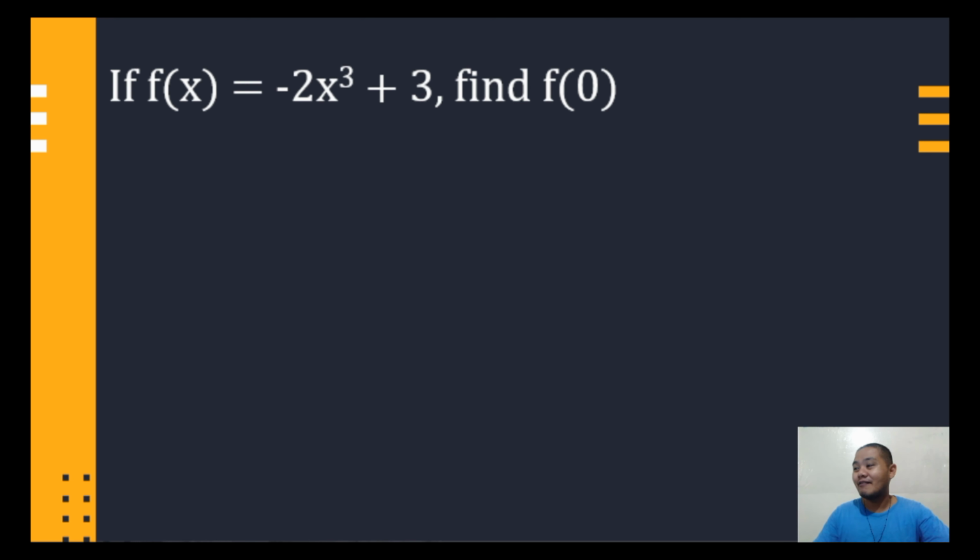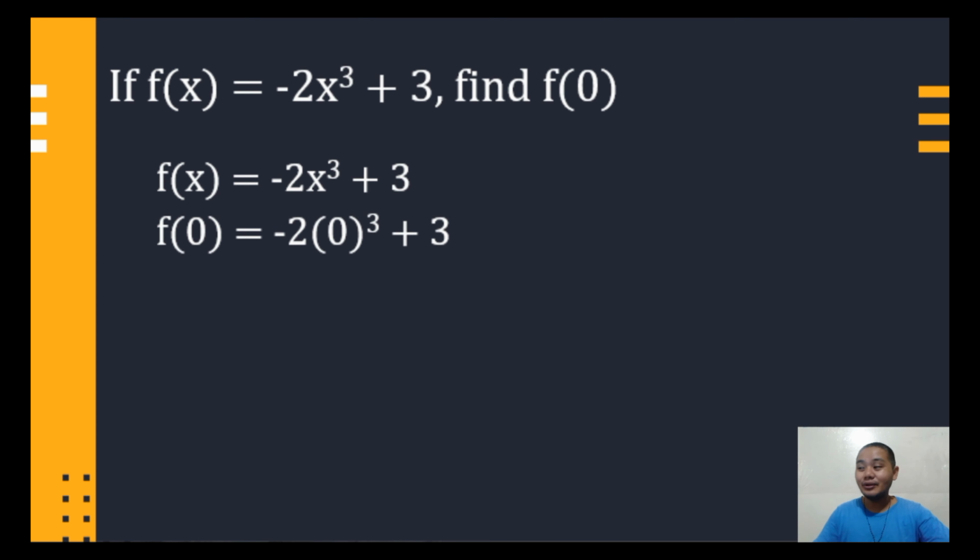We have if f of x is equal to negative 2x cubed plus 3, find f of 0. So ang gagawin lang natin dito is, since we're going to identify ano yung value ng f of 0, papalitan lang natin yung x ng 0. So as you can see on our screen, we have f of x is equal to negative 2x cubed plus 3. So yung x gawing 0. So, we all know that kung i-evaluate natin ito, this part will become 0. So, therefore, f of 0 will be equal to 3.